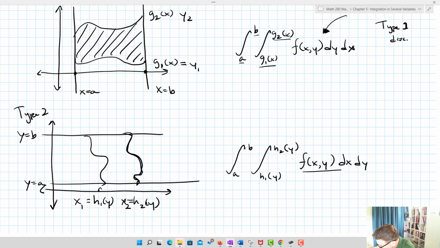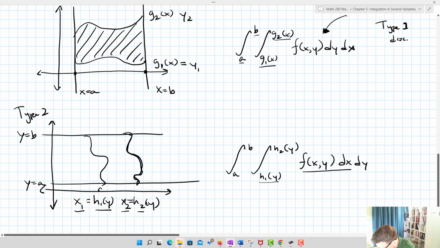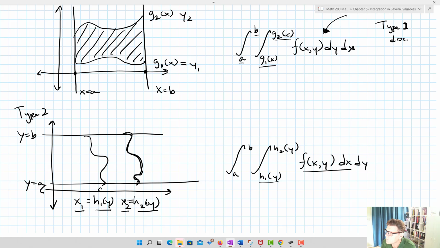So we'll do our x's first, because these are actual x's. It's x1 equals h1 of y, x2 equals h2 of y. Those are actual x's, and then we'll integrate from a to b. And this is our region.